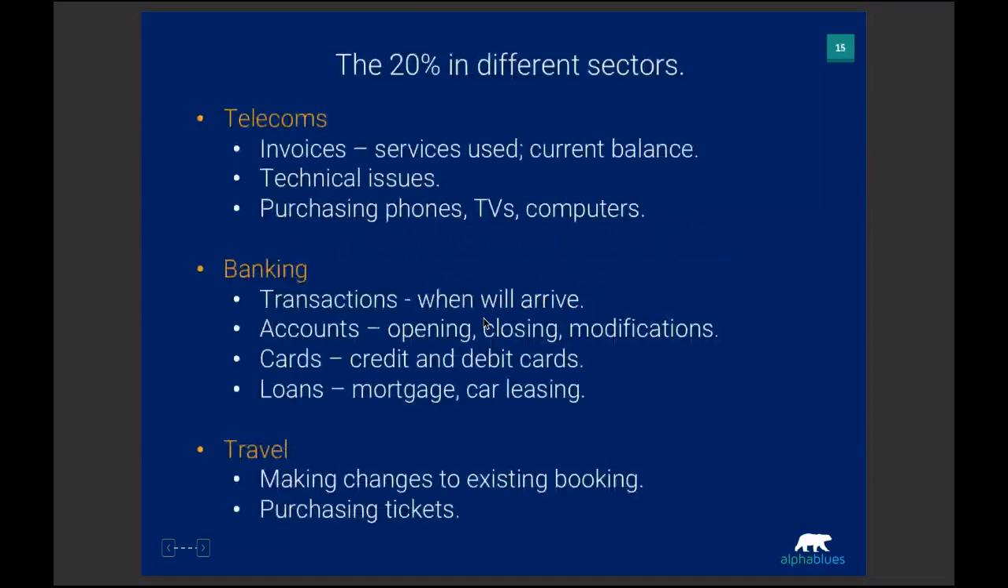So a couple of pointers on the 20% in different sectors. Let's take telecoms. A big topic for them is invoices. What services have I used? What's my current balance? Things around that. The second big topic in telecoms is technical issues. Something's not working, internet's not working. And then it's purchasing: phones, TVs, computers, right? Those three already take up a lot of bandwidth in customer service in telecoms. And this is how you have to think about it.